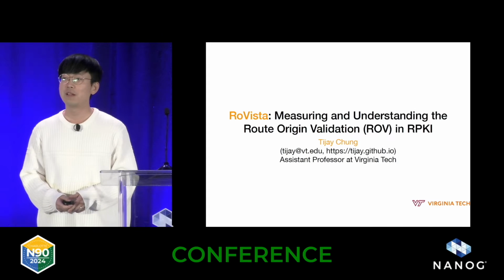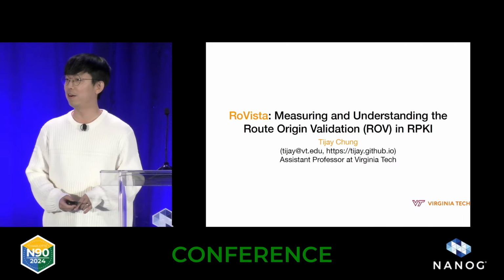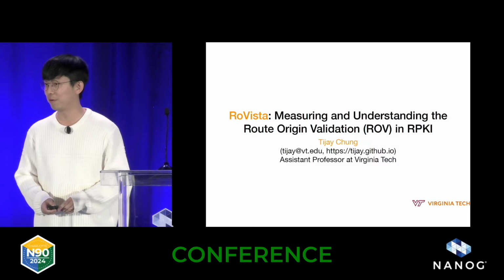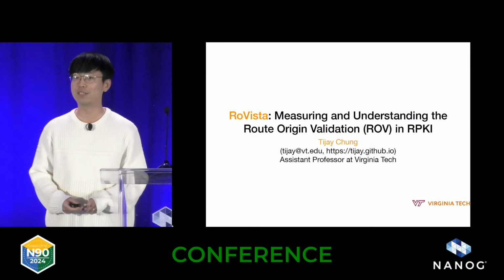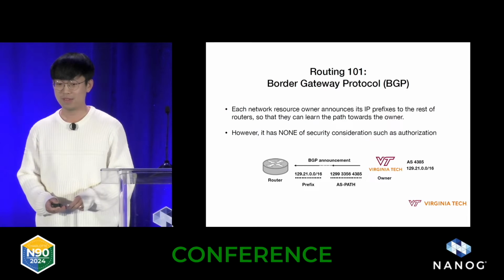All right, thanks for the introduction, Phil. Hello, everyone. Thanks for coming. My name is TJ from Virginia Tech. I mainly work on internet security protocols like DNSSEC, TLS, and RPKI, which is today's topic. So the previous talk was about RPKI and also ROV. This talk is about measuring how network operators do ROV.